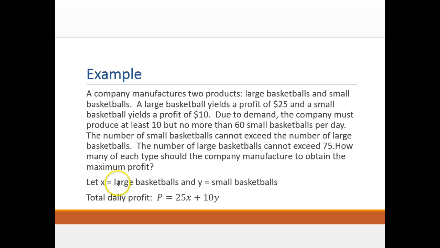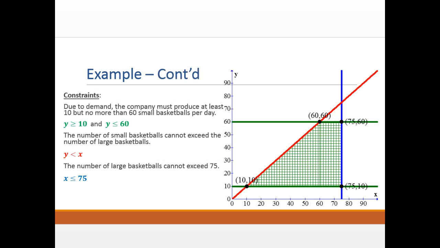We're going to start by letting X be the number of large basketballs and Y be the number of small basketballs. Our profit is 25X plus 10Y, 25 being the profit for each large basketball, 10 being the profit for each small basketball. Now we're going to do our constraints. Due to the demand, the company must produce at least 10, but no more than 60 small basketballs per day. So therefore, Y has to be greater than or equal to 10, and Y has to be less than or equal to 60.